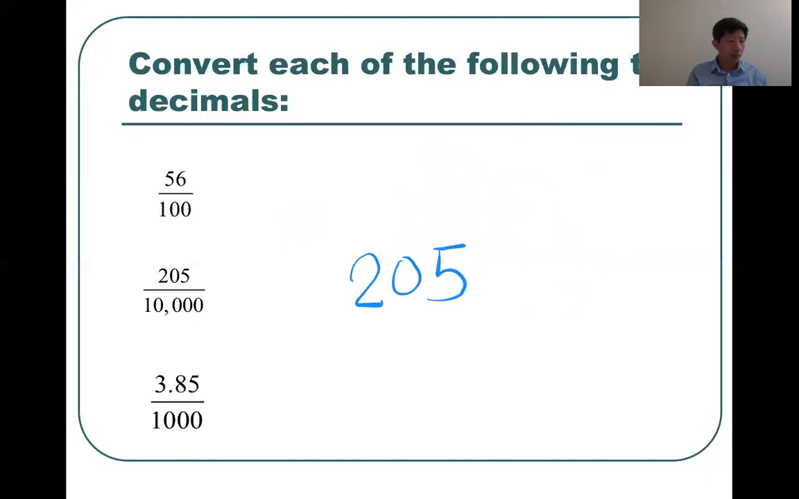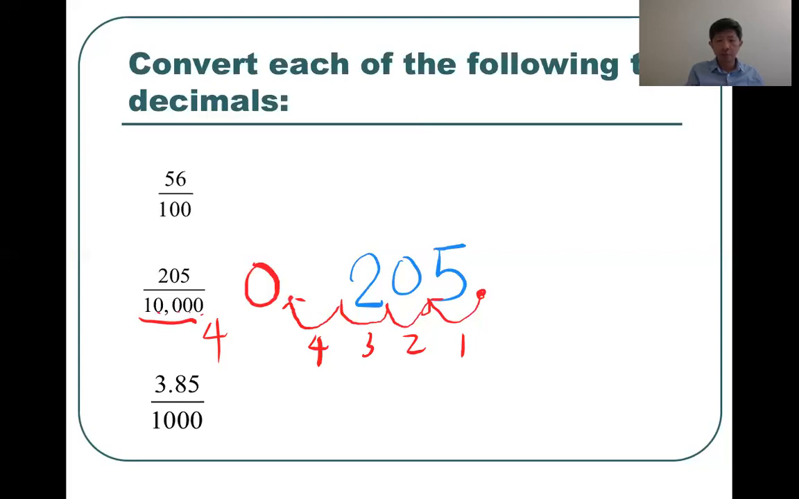205, right? Now 205 divided by 10,000. So therefore, what we can do is counting out the decimal point, 10,000, because 1, 2, 3, 4. We have 4 zeros there. So 1, 2, 3, 4. Moving the decimal point to the left or to the right? To the left. So the answer is 0.0205. Okay.